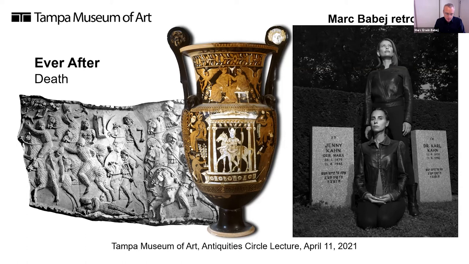What you see here are two German Jewish women of today in front of the gravestones of Jenny Kahn and Dr. Carl Kahn. If you look more closely at the gravestones, you will see that they have the same death date. That's because they committed suicide. In a Jewish cemetery, typically, because of religious doctrine, the suicides are usually put into a separate corner and not exactly the most accessible corner. But there were so many German Jews who, before their deportation, in this case in 1942, committed suicide rather than go on those trains.